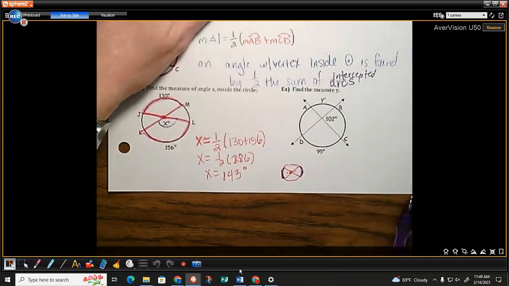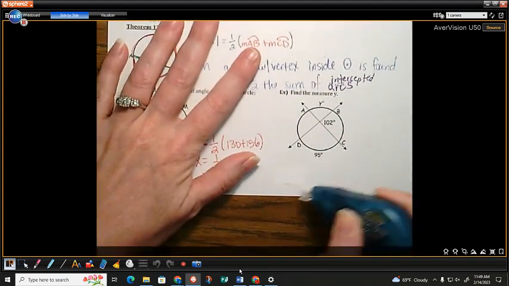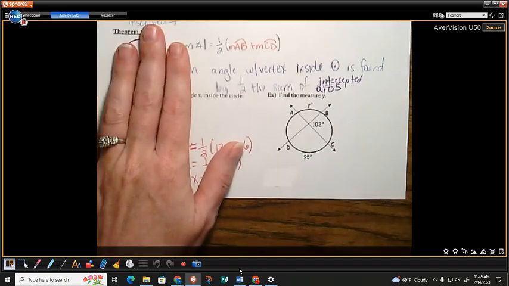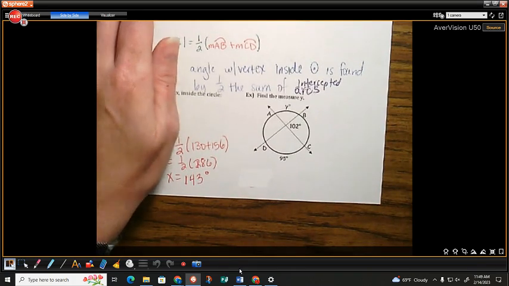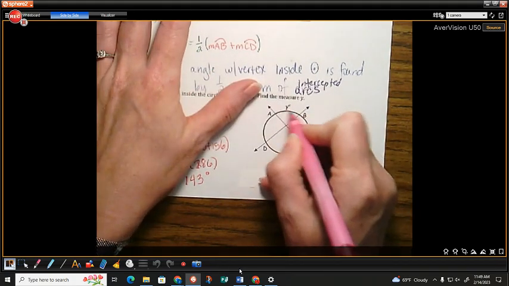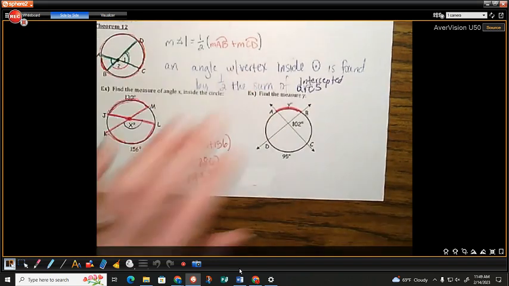Okay, attempt this other example. Right here. Argue with each other about it. You want to find, ooh, it's the arc we're finding this time. Good times.